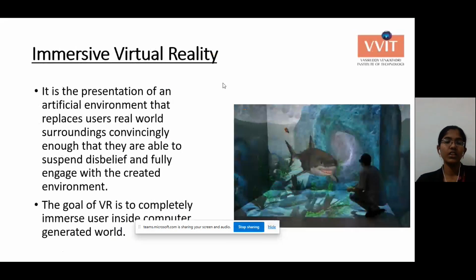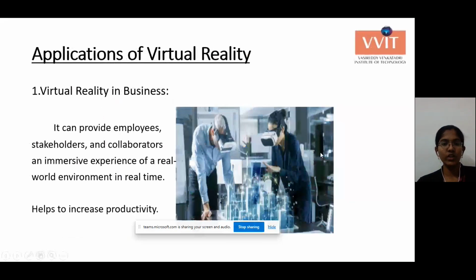Virtual reality in business. It can provide employees, stakeholders, and collaborators an immersive experience of real world environments in real time. It helps to increase productivity. So generally when we want to build a house, we construct the plan. By using virtual reality, we can see the plan in a 3D manner, like where we should keep the hall, where we should place the bedroom, etc.